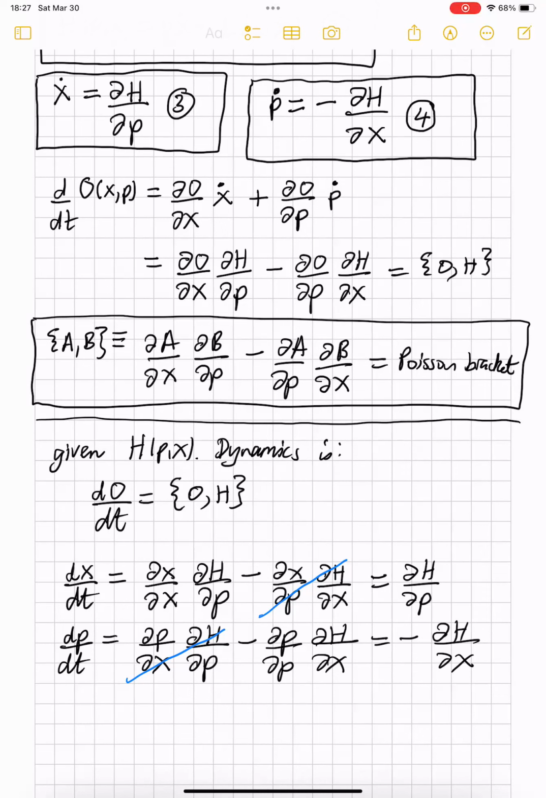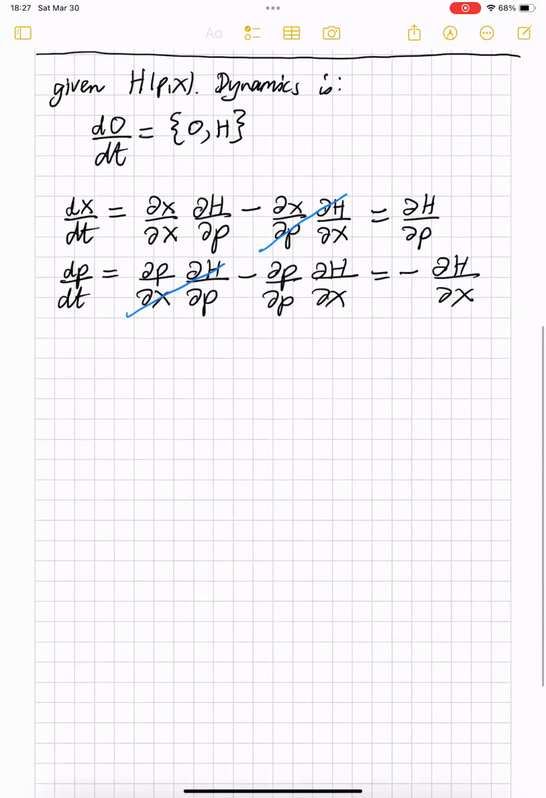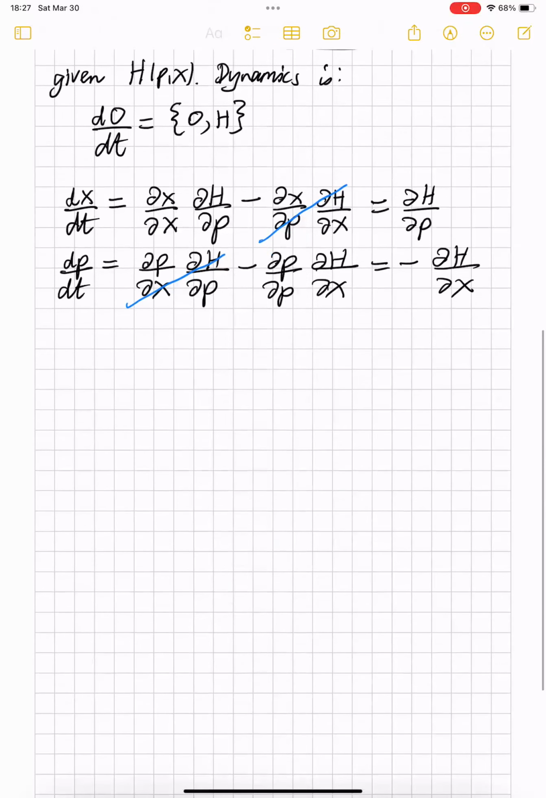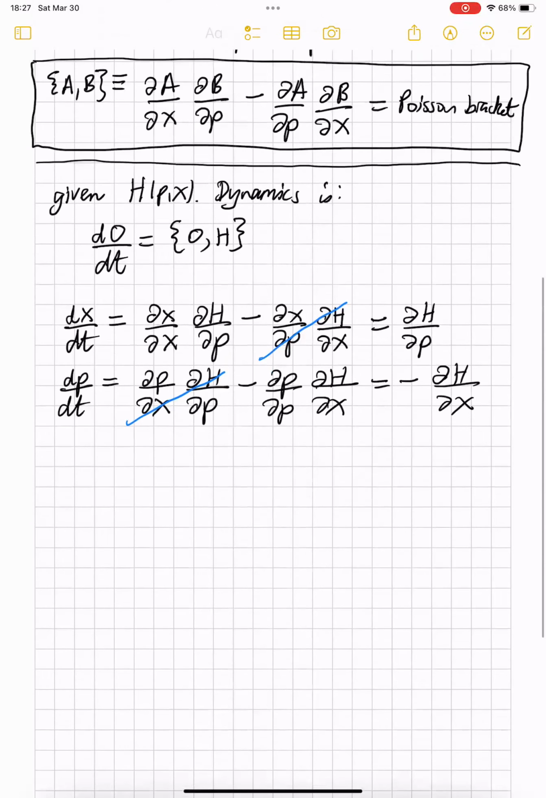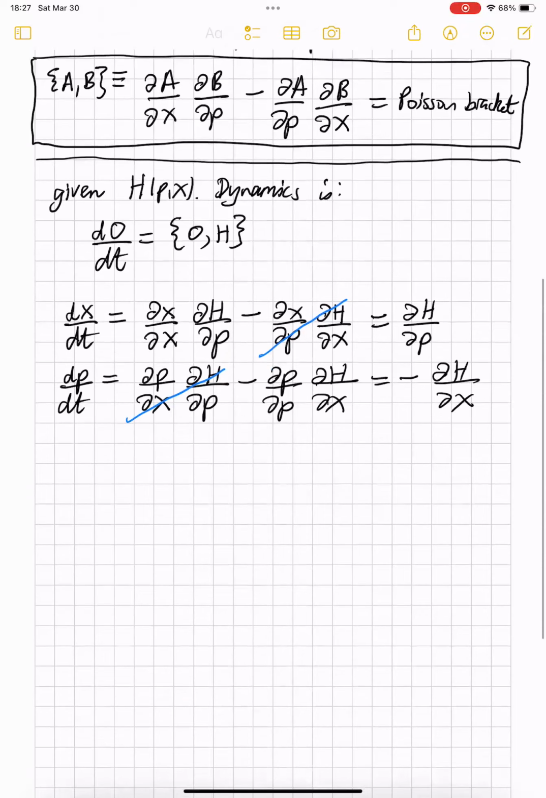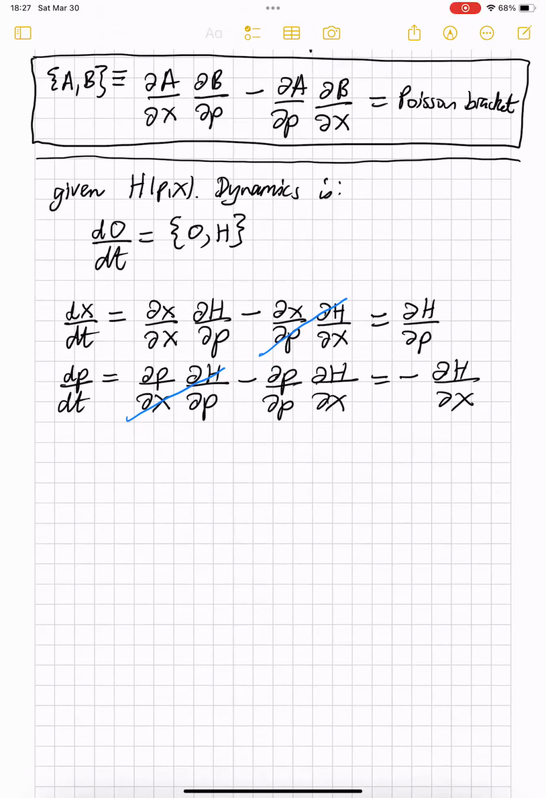Great. So in fact, I do have Hamilton's equations of motion, and this is a very nice, efficient way of discussing the theory. Given the Hamiltonian, H of p and x, written in terms of the Poisson bracket, let's leave the Poisson bracket exposed, and the dynamics for the observable O is just the Poisson bracket of O with H.